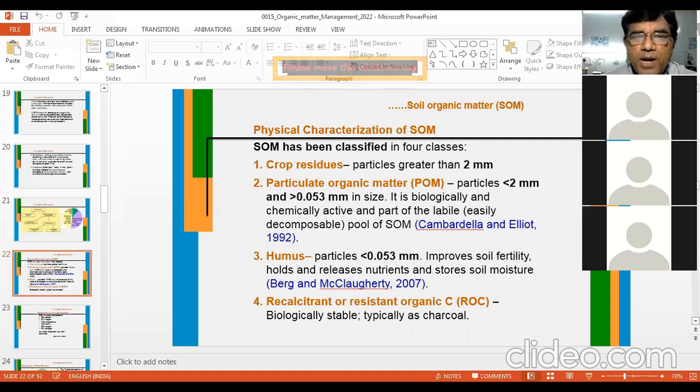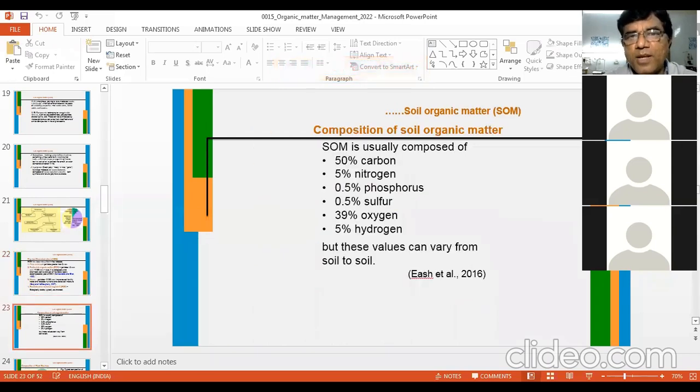Particles are less than 0.053 millimeter, and it is very, very important for soil fertility, holds and releases nutrients and stores soil moisture. So this is the most important part, which improves the physical properties of the soil. The fourth important part is recalcitrant or resistant organic carbon, ROC, biologically stable and typically present as charcoal. So this is the inactive part of organic matter. So this is physical characterization. Now, the composition of soil organic matter: on an elemental basis, it is on average 50% carbon, but it will vary.